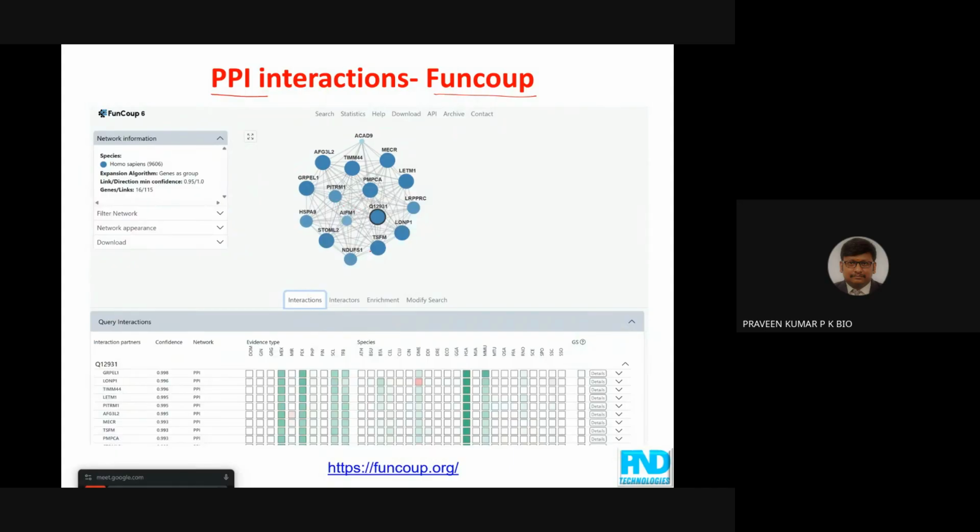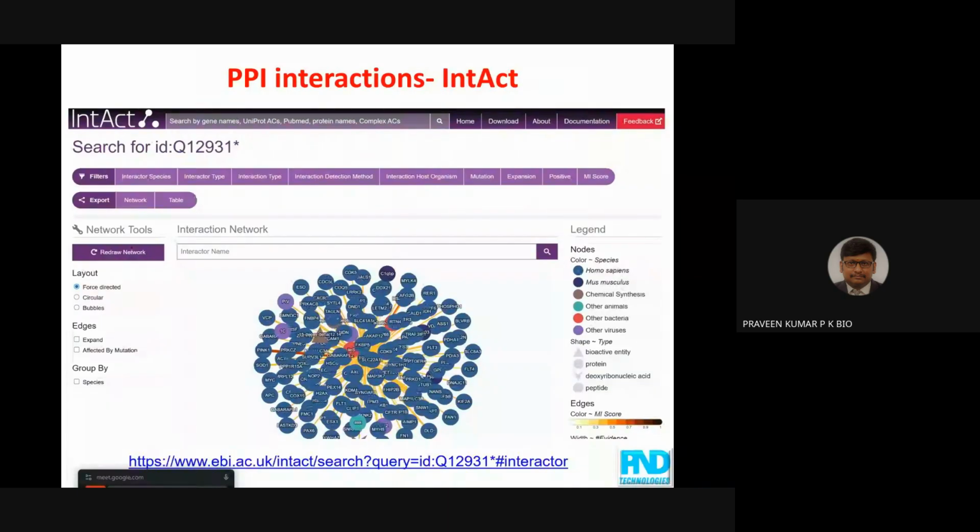We can filter it and we can go for an enrichment. All these things are possible. The enrichment here means enrichment based on pathways, enrichment based on expression, everything. So we can make use of this kind of data, and this data can be downloaded. Using this, we can understand the protein-protein interactions. For this, the URL is ebi.ac.uk/intact. So in IntAct, we can see these protein-protein interactions.